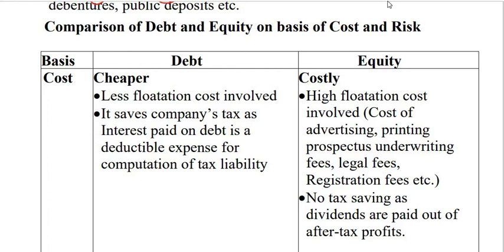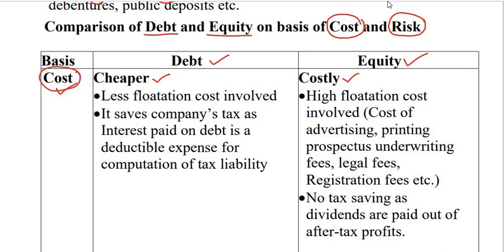So before we move further, let us first understand how debt and equity are different on the basis of cost and risk. So let us see the first basis, cost. If you compare debt and equity on the basis of cost, you can see debt is cheaper, whereas equity is costly for company. So here I am talking from the point of view of company and not from the point of view of investor. For company, debt is cheaper and equity is costly.